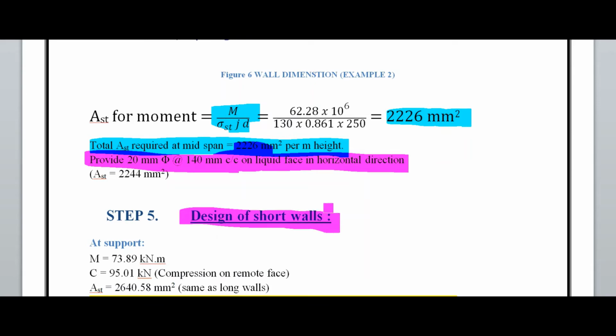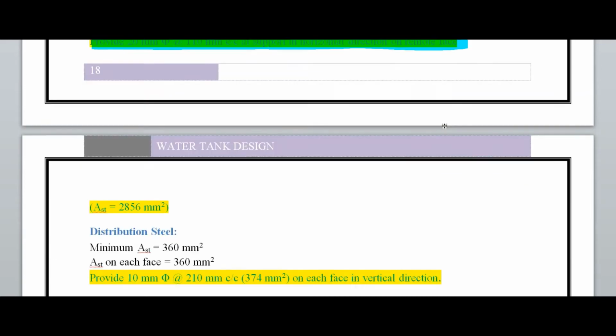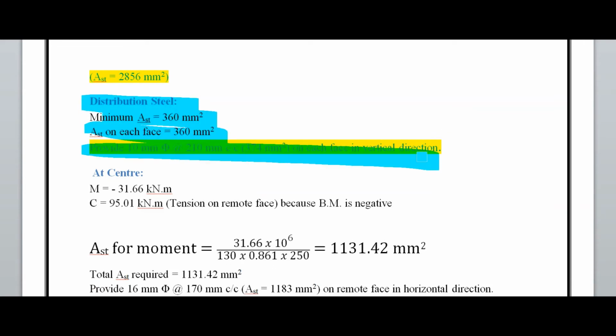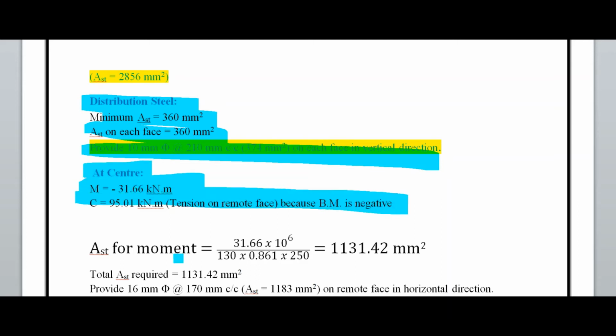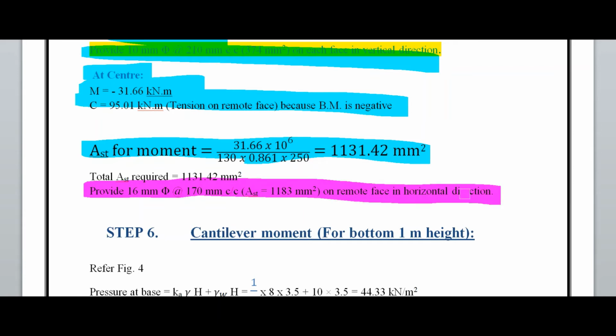Now we are going to design for the short wall. For the short wall, we are going to add the support moment, compression, and AST. Same as support, in a horizontal direction on the remote face. Same for the distribution steel, 360, completed. So water tank design is so easy. You just have to remember the method and equations, right? Just follow the trend. Moment, compression, at center, same moment equation, M divided by sigma st j into d. So our design is completed for the long wall and short wall.